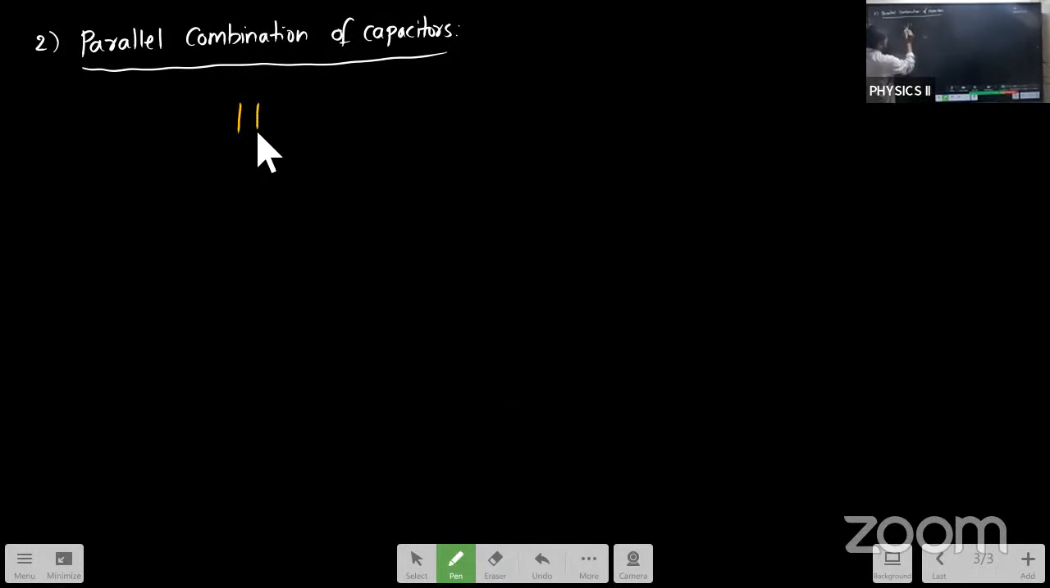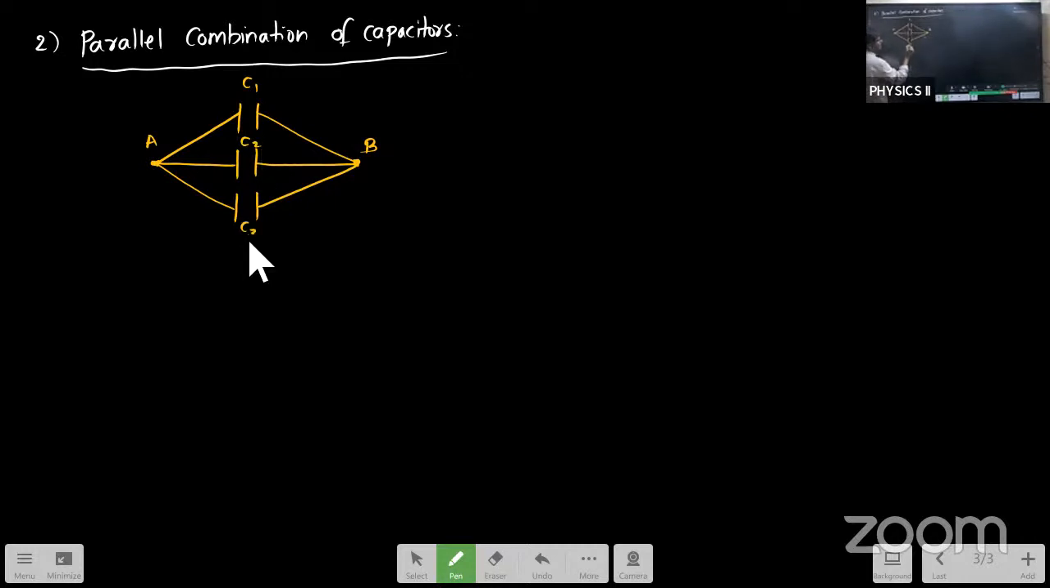This is my first capacitor, this is my second capacitor, and this is my third capacitor. What I am doing is considering two points here, joining all the first plates of all capacitors at one particular point A, and joining all the second plates of all the capacitors at one particular point B. So this is a capacitor of capacitance C1, this is a capacitor of capacitance C2, and this is a capacitor of capacitance C3.